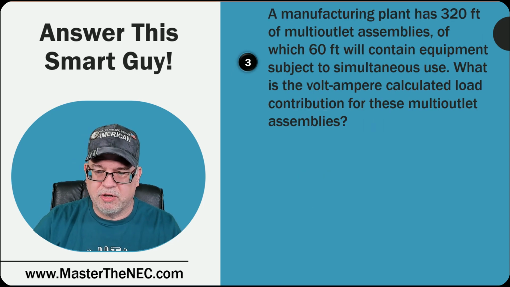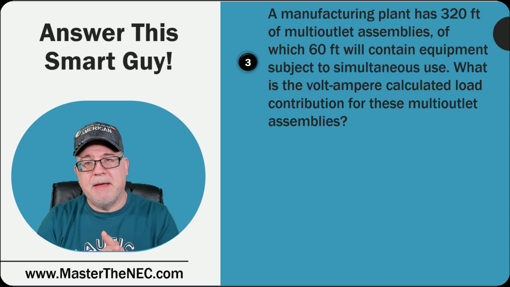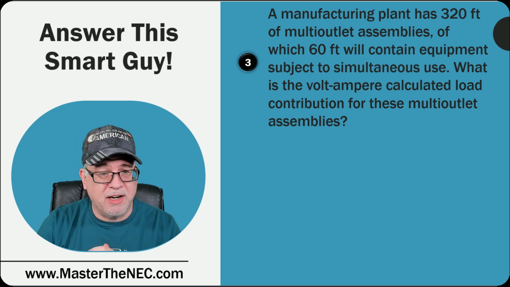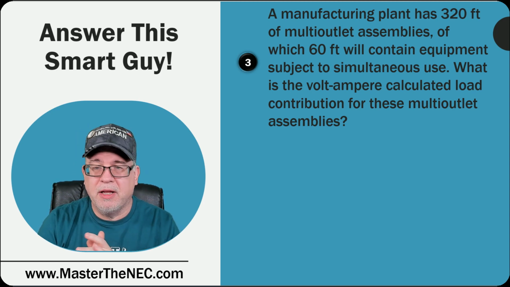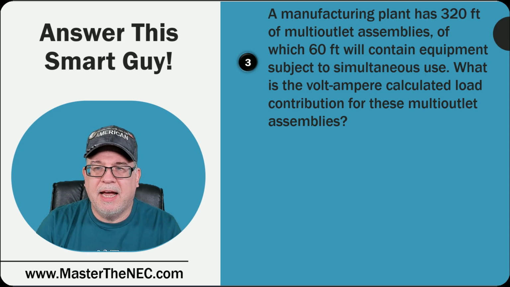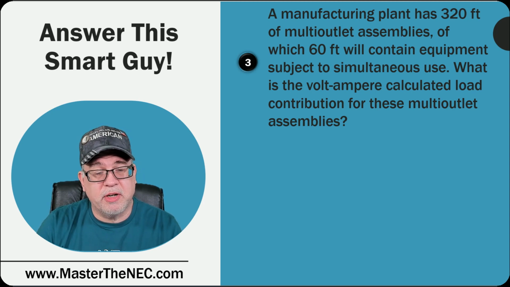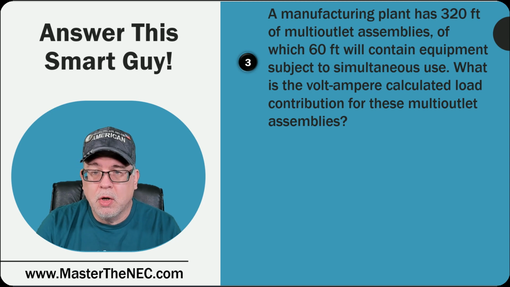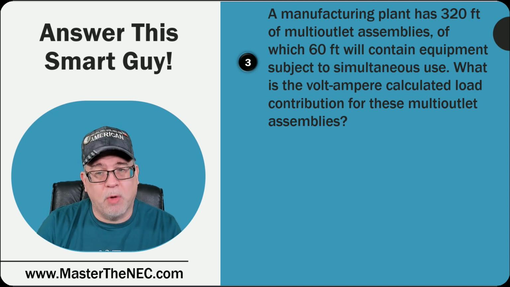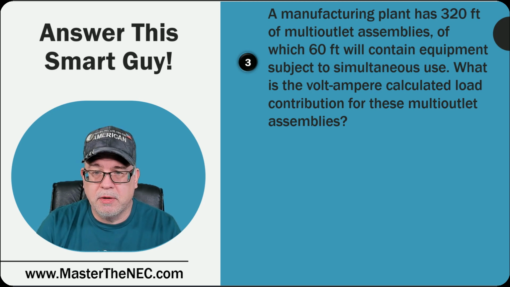Okay, the next question that we run into is a manufacturing plant. So it's not an office building. I'm going to say that up front for a reason. A manufacturing plant has 320 feet of multi-outlet assembly, of which 60 feet will contain equipment subject to simultaneous use. What is the VA, or the volt-ampere calculated load contribution for these multi-outlet assemblies?